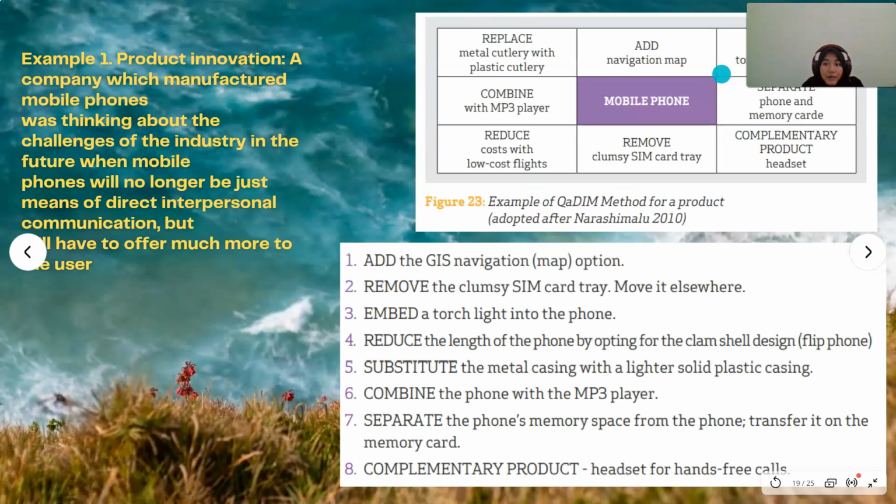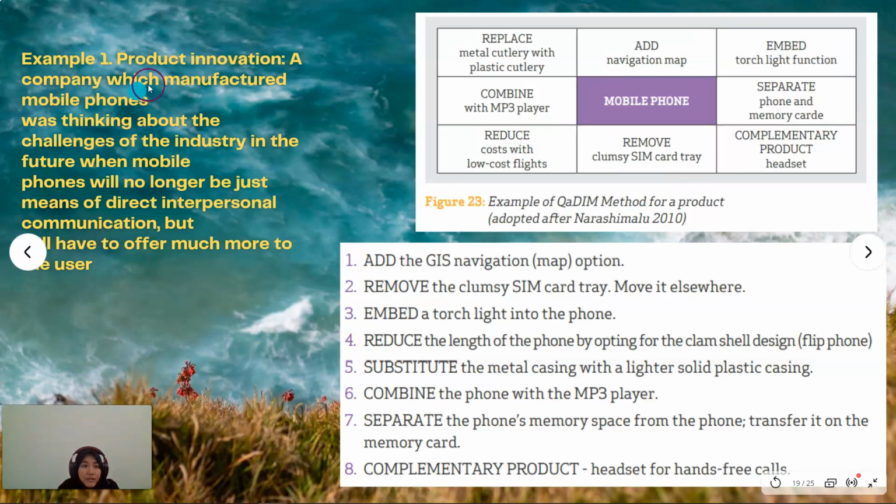So we look at the examples. I will show you 2 examples here. First, product innovation. A company which manufactured mobile phones was thinking about the challenges of the industry in the future, when mobile phones will no longer be just a means of direct interpersonal communication, but will have to offer much more to the user. So that is the mobile phone problem here.